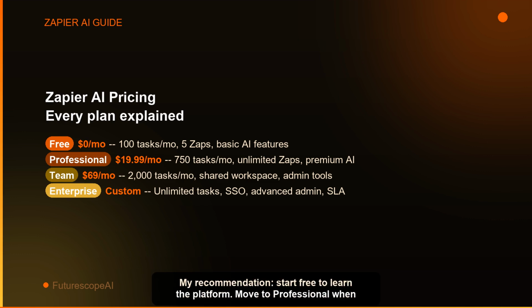My recommendation: start free to learn the platform. Move to Professional when you hit the 5 Zap limit or need AI agents. Upgrade to Team when more than one person needs shared access to workflows.